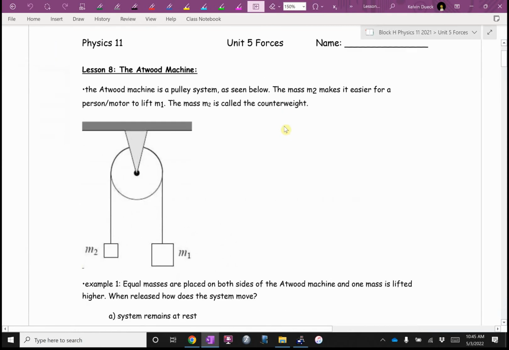The Atwood machine. Here's my rough sketch that I did in Word. It's a pulley system as seen below. Mass M2 makes it easier for a person or a motor to lift mass M1. In fact, M2 is often called a counterweight if you're in the industry.